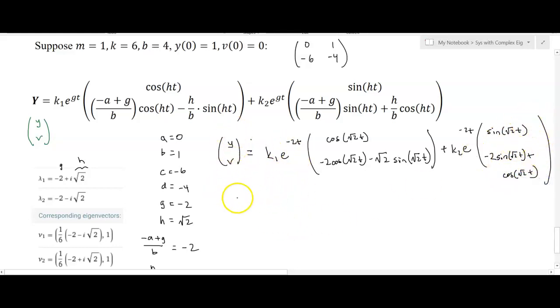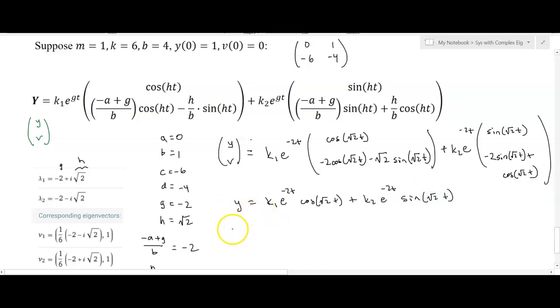So now we can write the y and v equation. So y is going to equal k1 e to the -2t cosine square root 2t plus k2 e to the -2t sine square root 2t. So let me take a moment and write that out. So k1 e to the -2t cosine of square root of 2t plus k2 e to the -2t sine of the square root of 2t.